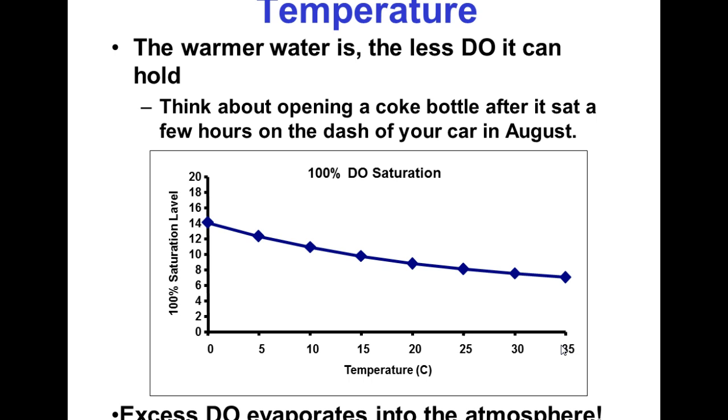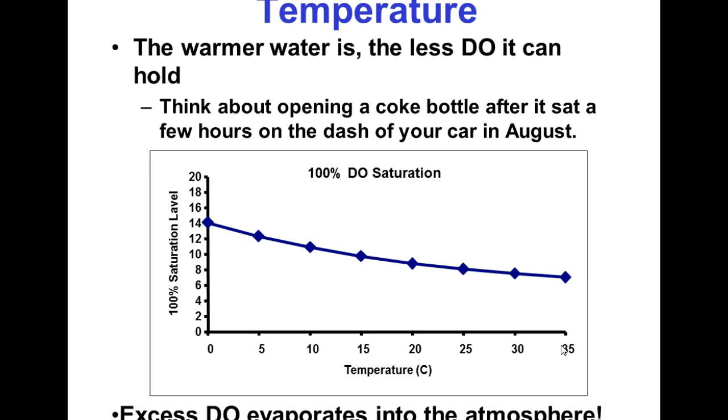Think about opening a can of pop after it's been sitting on the dash of your car for a couple hours in the summer. When you open it up, it can be a mess because the gas has left the solution. It wants to be released back into the atmosphere because of the heat. Write that down.